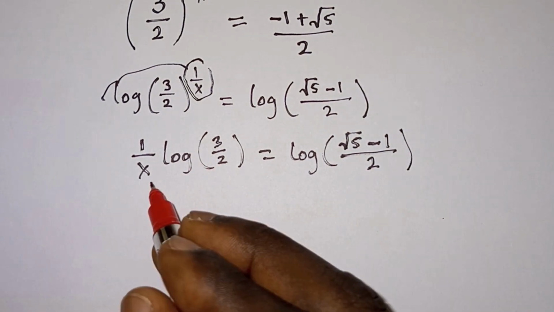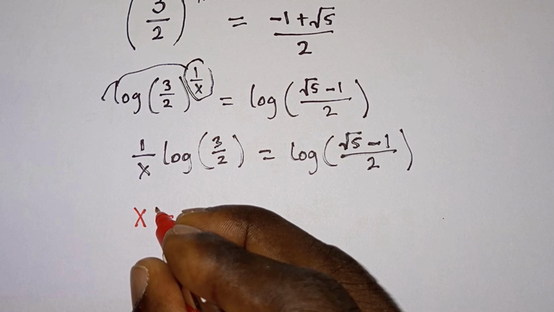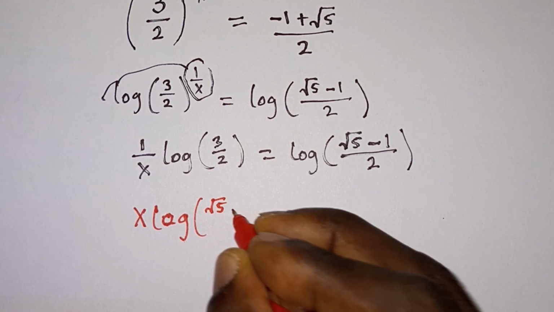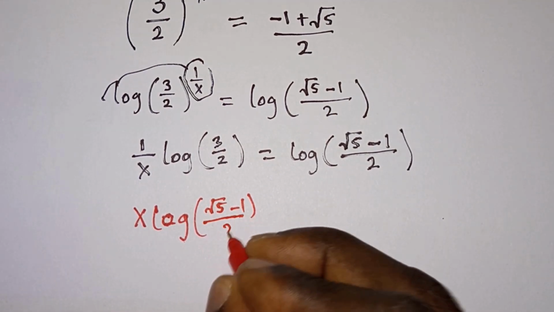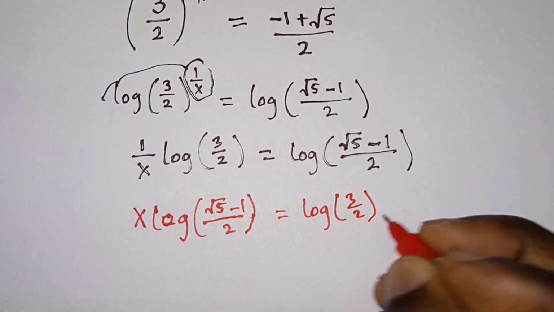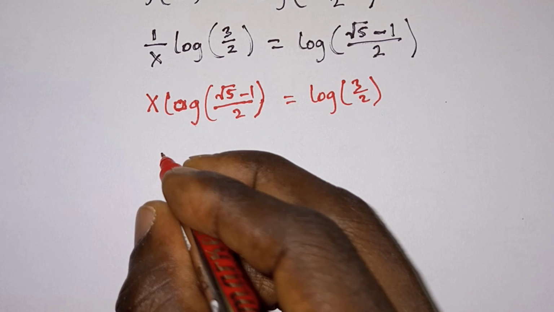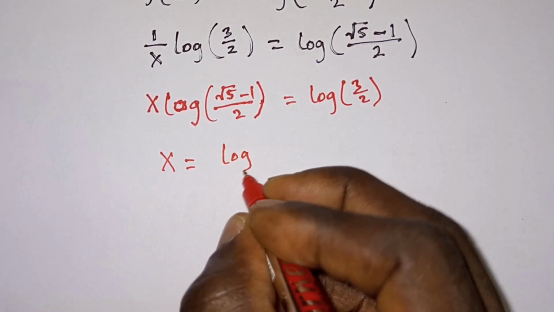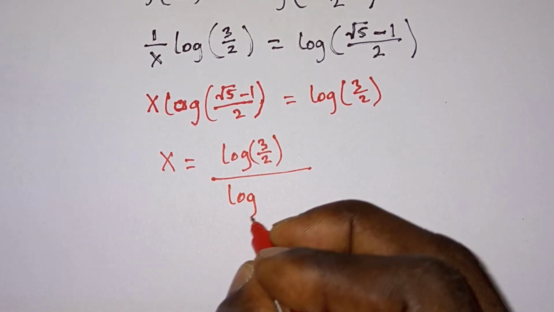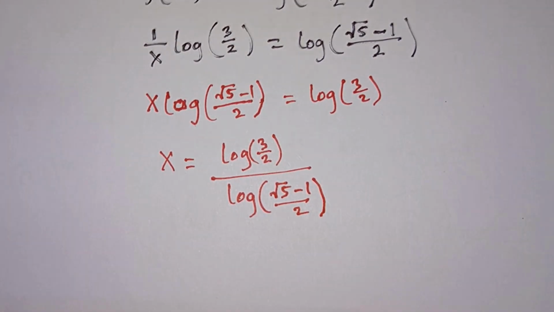Now let's see, this whole thing is over x and this is over 1. So if we cross multiply, we end up getting x log in base 10 of root 5 minus 1 all divided by 2 is equal to log 3 divided by 2. We are looking for x, so if we divide each side of the equation by this whole thing, we're going to have x is equal to log 3 divided by 2 all divided by log root 5 minus 1 divided by 2. And this is our final answer.